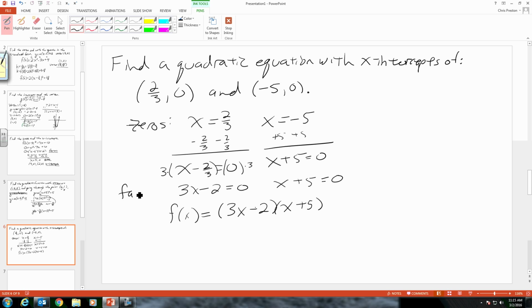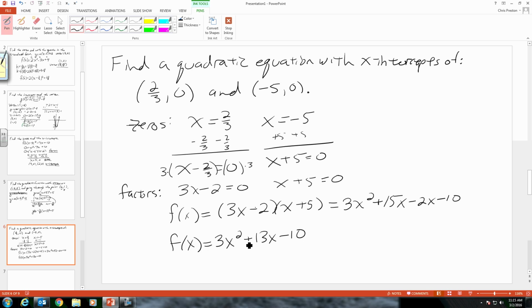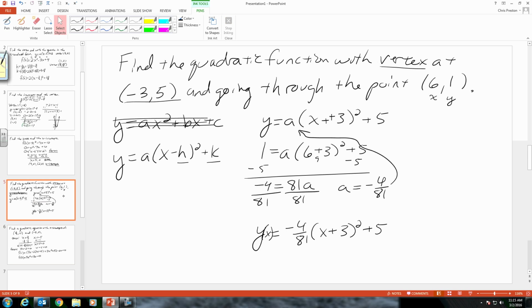Again, these are the factors that I found. And then I'm just going to distribute this out. So 3x squared plus 15x minus 2x minus 10. So my function could be 3x squared plus 13x minus 10. Now, the problem here is, well, it's not a problem. I mean, this is an answer.